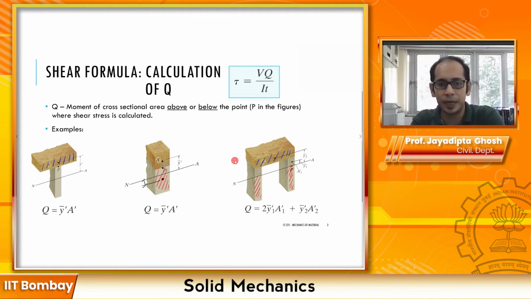So I hope it is overall clear that this is the most important thing, the shear formula, that tau equals VQ divided by It. Take a notebook, write it down 5 times and you will understand what I'm talking about. And once we have this, let's go ahead and solve some problems.